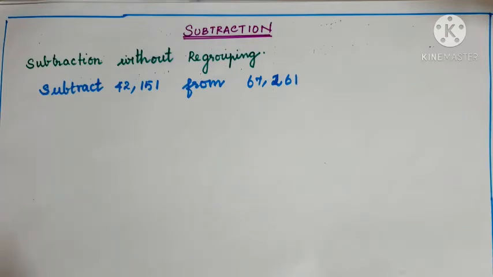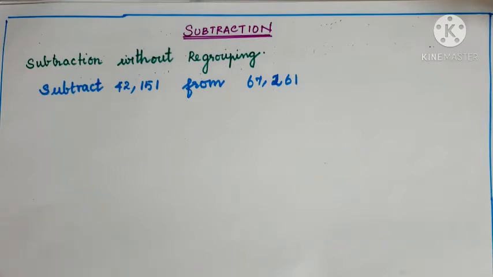The greater number, or the number from which we subtract the other number, is called minuend. Next, the smaller number, or the number which is subtracted, is called subtrahend. The result that we get after subtracting is called the difference. So always we subtract the lesser number from the greater number. These things you know, isn't it?